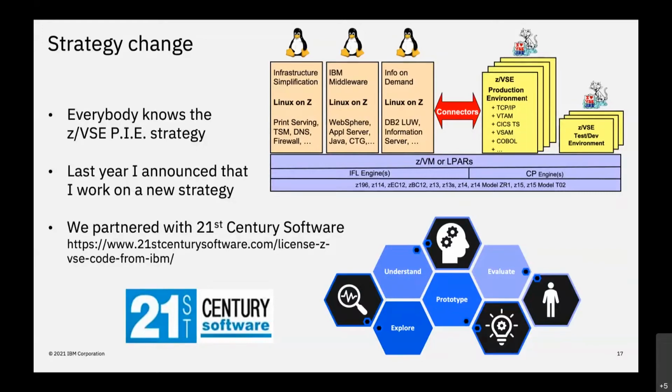Last year, I announced in the VM workshop that I work on a new strategy for VSE. I used design thinking methods and personas. I evaluated many different options. I talked to a lot of people, to other IBMers, to business partners, to vendors, to customers. And at the end, I found out that we don't need a new strategy. The Pi strategy is perfect. We just need to implement it in a new way.